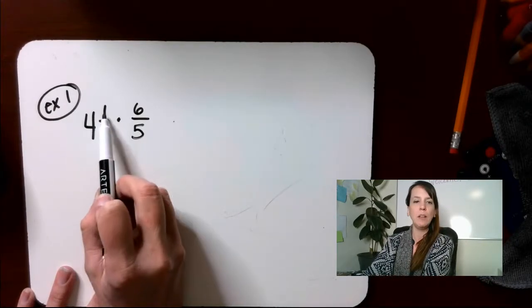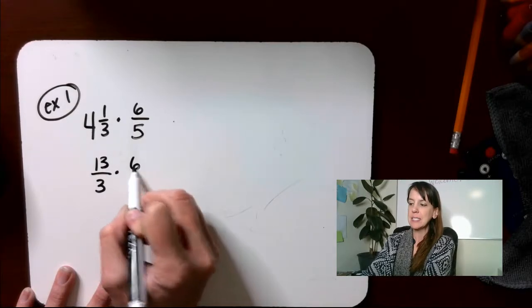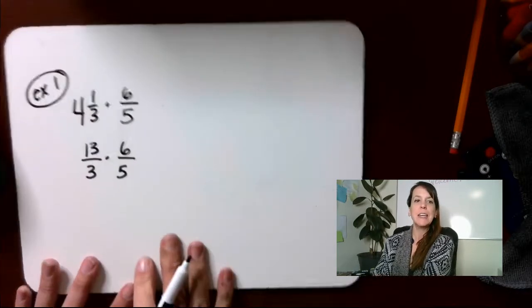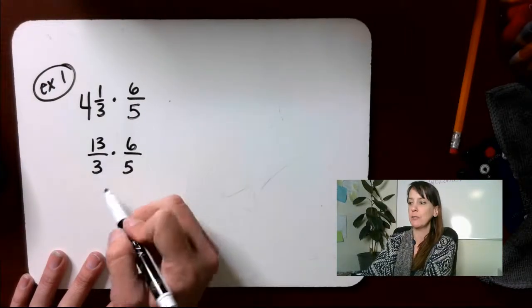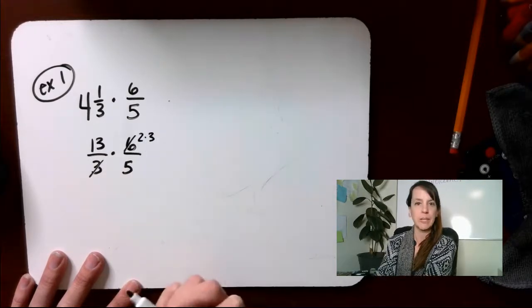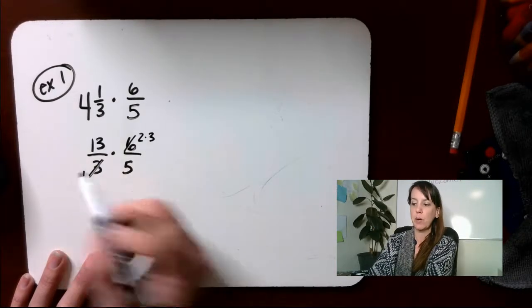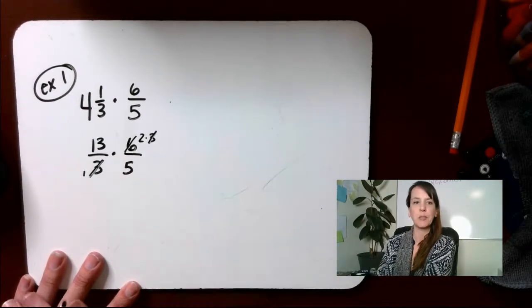3 times 4 is 12, plus 1 is 13 over 3, times 6 over 5. Now, you could multiply straight across the top, straight across the bottom, but I highly advise that you cross cancel first. Divide this by 3. This is 2 times 3, right? So we can cancel out that 3. We always have a 1 left over, not a 0. If we cancel out a 3 here, we got to cancel out a 3 here.